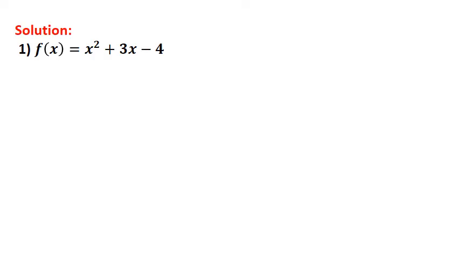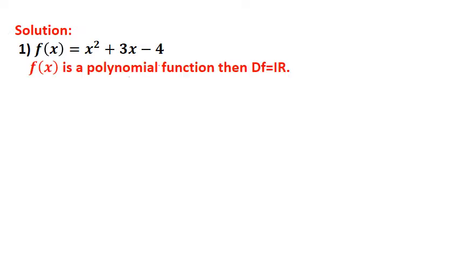Part 1. f(x) = x^2 + 3x - 4. Since f is a polynomial, its domain is R, from minus infinity to plus infinity.